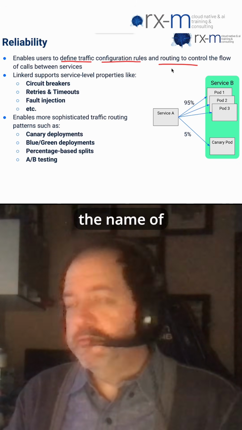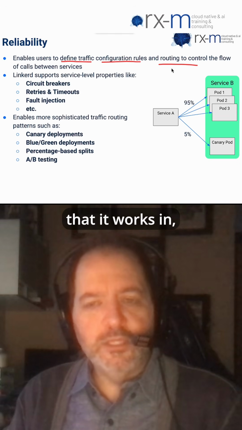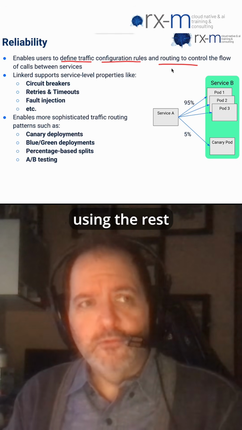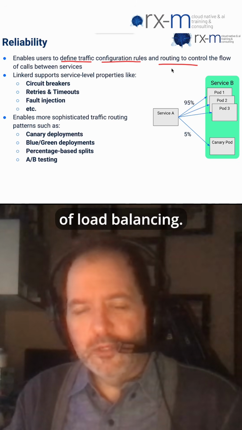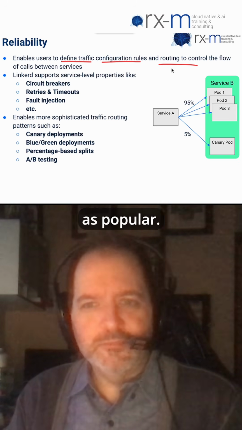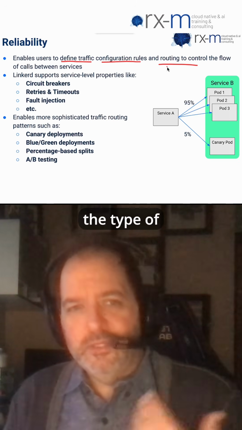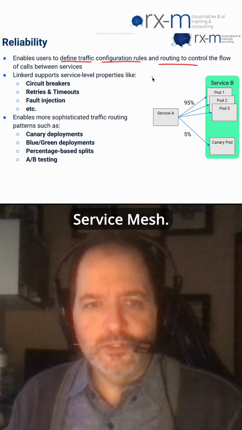If you're using the name of the other method that it works in, kube-proxy, but if you're using the IPVS filter, it can actually use a weighted least connection algorithm to do a little bit of load balancing. That's really not as popular, but you're not going to get the type of features that you're going to get from something like a service mesh.